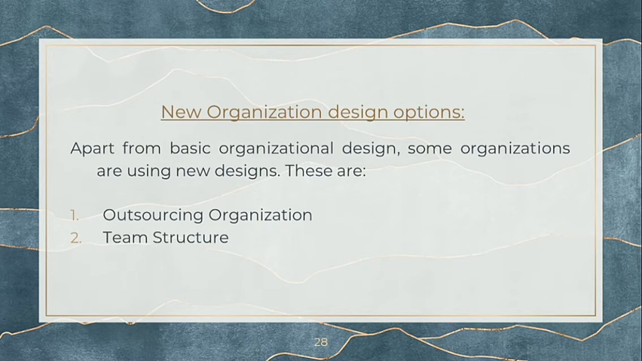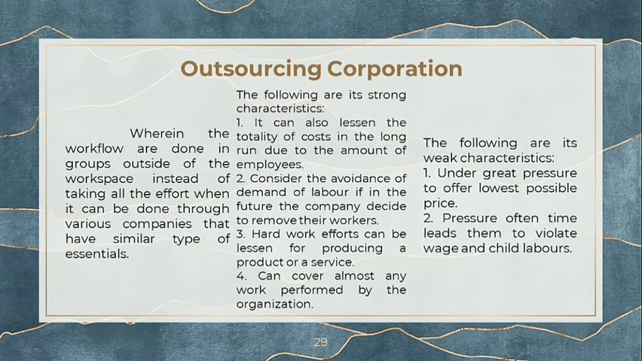Thus, aside from machine and professional bureaucracy, we also have designs such as outsourcing organization and team structure. Outsourcing organization is handy for the reason that it can decrease the need of the company for workers, equipment, and materials. It can also cover any work in an organization like hiring and training employees, packaging and distribution, and many more to mention.